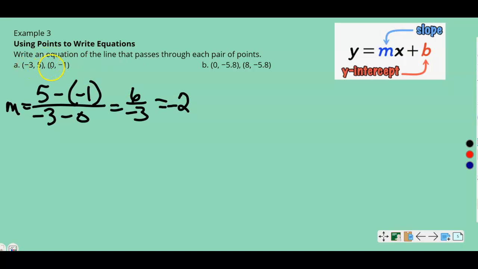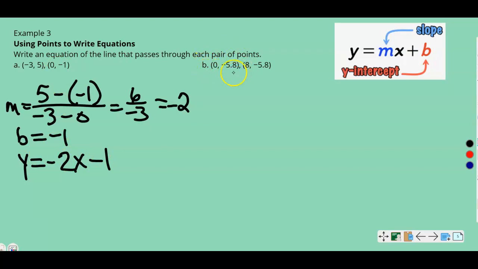If we look at our 2 points, we have 0, negative 1. We know that this goes left or right, and this goes up or down if we're looking at a graph. This does not move left or right, but it goes up, down negative 1. So this point, anytime x is 0, that's your y-intercept. So b equals negative 1. So y equals negative 2x minus 1. Again, you can take your points. You can plug those points in to make sure those fall on your line.